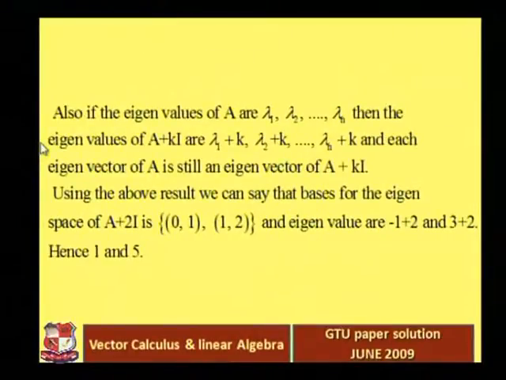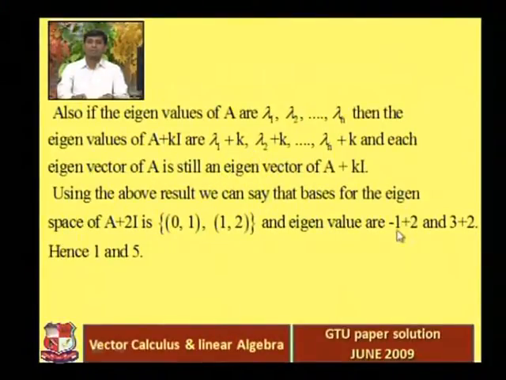Next we want to find the eigenvector and eigenvalue of A plus 2I. So here is another result. Also, if the eigenvalues of A are lambda 1, lambda 2 up to lambda n, then the eigenvalues of A plus kI are lambda 1 plus k, lambda 2 plus k up to lambda n plus k, right? So we want to find the eigenvalue of A plus 2I. So k is equal to 2, right? k is equal to 2, correct?